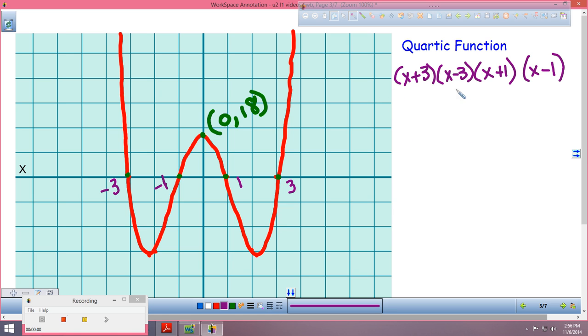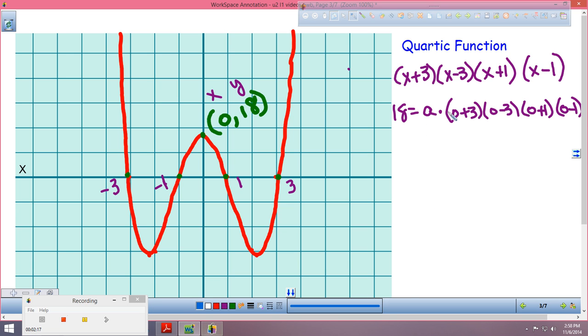Okay, the next step that we do, we're going to use this format, y equals a times each of these factors. Well, I have an ordered pair here, so that I know that when x is equal to 0, y is equal to 18. So I'm going to replace y with 18. And now every place there's an x, I'm going to put 0, because x is equal to 0. So 0 plus 3, 0 minus 3, 0 plus 1, and 0 minus 1.